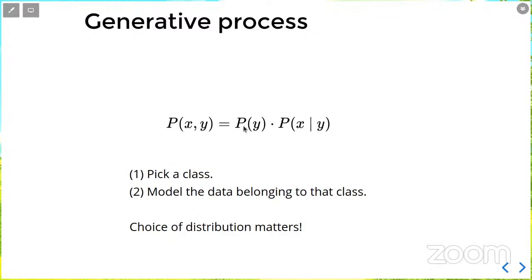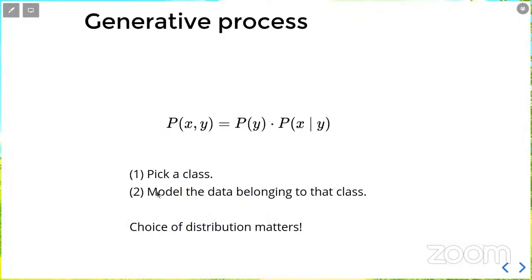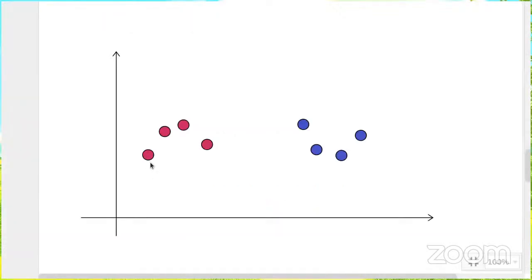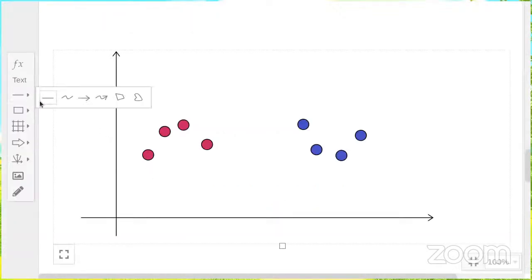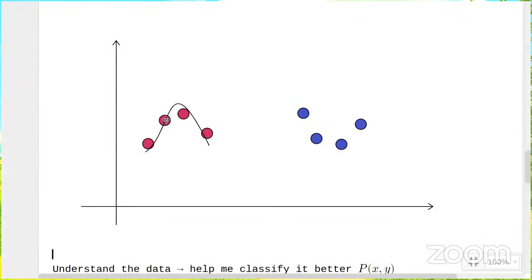First pick a class. Okay, so let's say we pick this red color class. Then you model the data that belongs to this class. So what do I mean by model the data? Let's say I model the data like this. Okay, so this is how I model the data. Now, why is this useful? Once I have some kind of a model for this data, I can generate new points from this model.